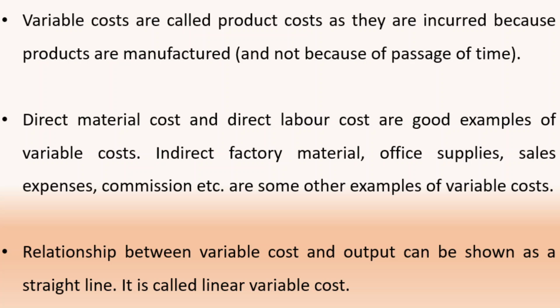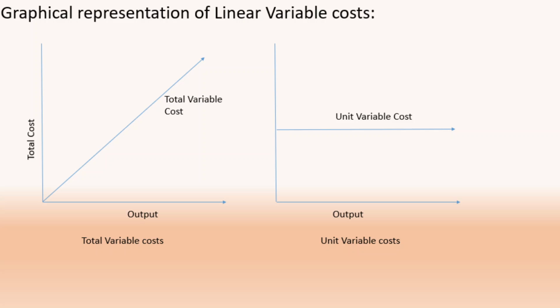Relationship between variable cost and output can be shown as a straight line. It is called linear variable cost. Graphical representation of linear variable costs highlights the features of variable costs. We can observe from the graph that the total variable cost increases with the increase in the level of output, whereas the unit variable cost remains constant with the increase in output.